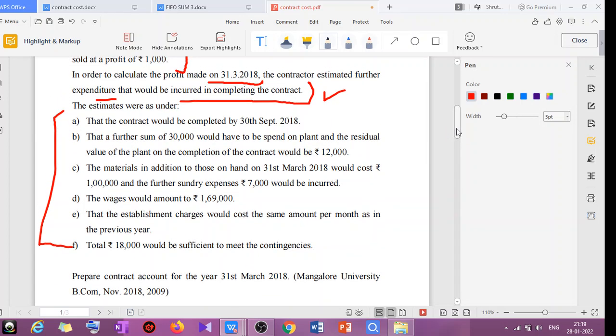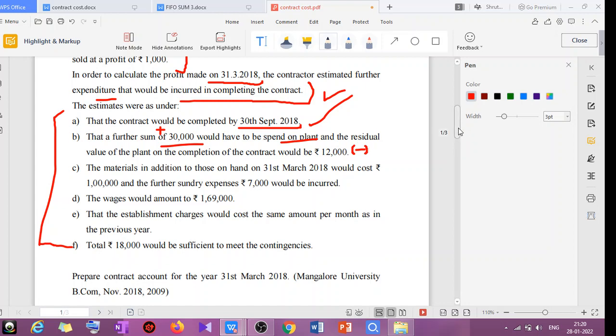I'll explain that. Next, the contract would be completed by 30th September 2018. So again, 6 months extra they have taken. Got it? The further sum of 30,000 would be spent on plant. So again they have spent, and that should be added to the plant. Then the residual value of the plant on the completion of the contract would be 60,000. So residual value should be deducted.